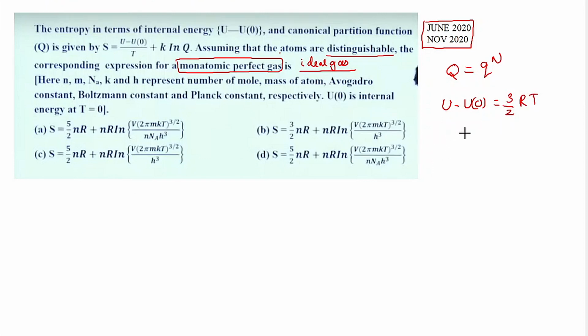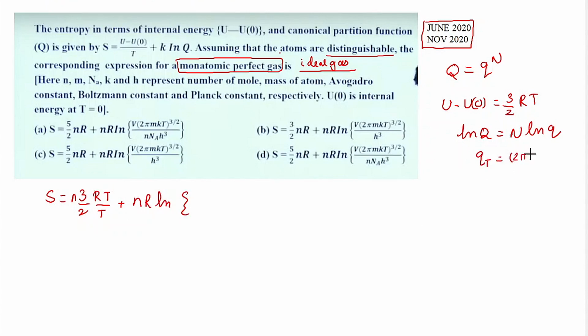So the expression ln of Q will be n ln Q. The value of entropy S will be equal to, when we substitute U minus U0 as 3 by 2 RT, and as we have n moles, n RT by T, plus n R ln Q, where Q is the translation partition function, 2 pi mkT raised to 3 by 2 into V upon h cube. So this will be the value of our partition function.